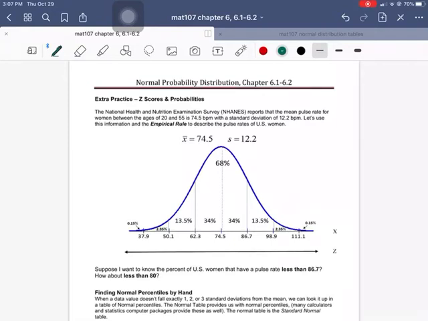All right, so for some extra practice, a little tie-in here for Chapter 6. The National Health and Nutrition Examination Survey reports that the mean pulse rate for women between the ages of 20 and 55 is 74.5 beats per minute with a standard deviation of 12.2 beats per minute. Let's use this information and the empirical rule to describe the pulse rates of U.S.